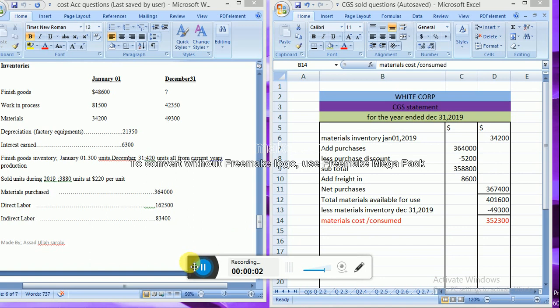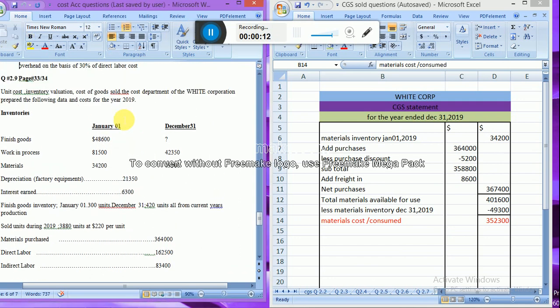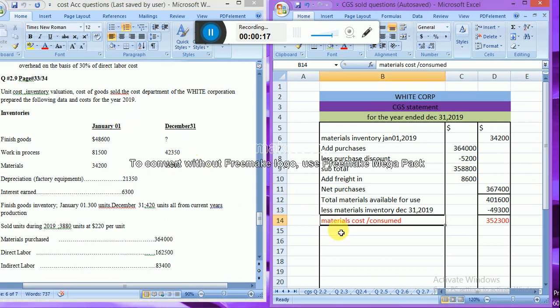Welcome back to the remaining question number 2.9, page number 33 and 34. So we solved this question up to the material consumed or material cost, and I hope you will understand how we calculate the material consumed or the material used. Now, after the material consumed, we have the second portion of the CGS statement, that is direct labor cost.